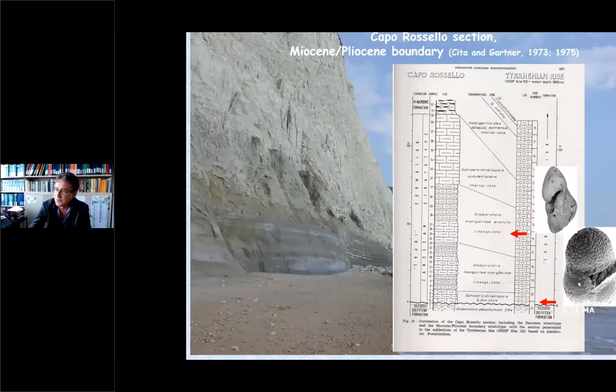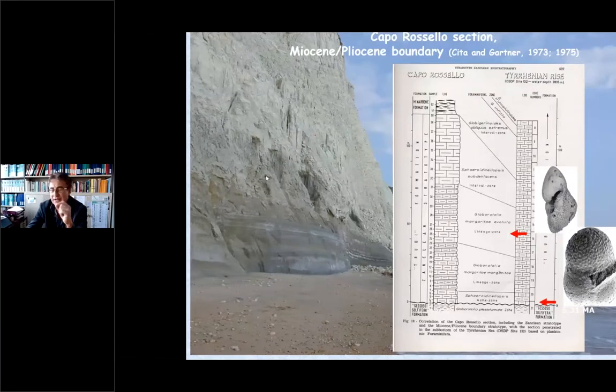In this picture, I will show you Sphaeroidinellopsis and Globorotalia margaritae, which represent the two most famous species at the base of the Zanclean. The problem is that these species represent normal marine conditions. The assemblage described in the Trubi Formation is typical of normal marine conditions, while in the Arenazzolo we have a strong variation with brackish organisms, brackish mollusks and ostracods. So at the contact between the two lithologies, Cita and Gartner proposed the base of the Zanclean.